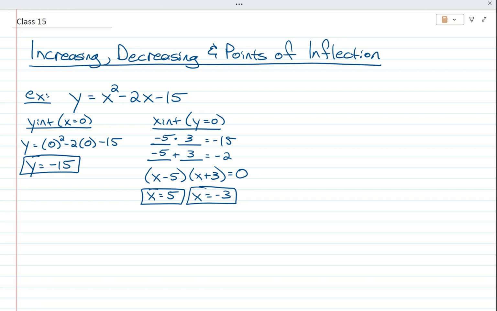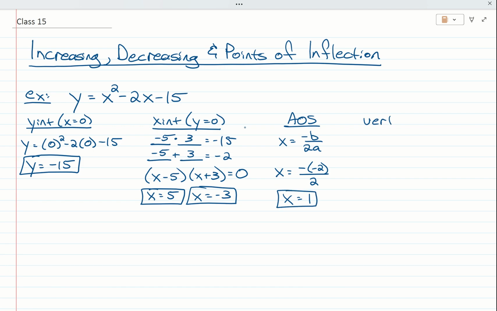We also talked about finding the axis of symmetry. A popular way to do this is you take the opposite of b over 2a. You could also get this by averaging the x values, right? So 5 plus negative 3 is 2, divided by 2 is 1. But most people choose to use this formula. So the opposite of negative 2 divided by 2 times 1 gives you the same thing, an x value of 1.